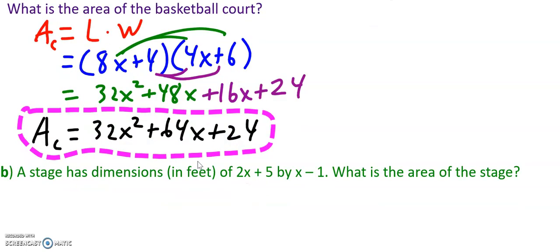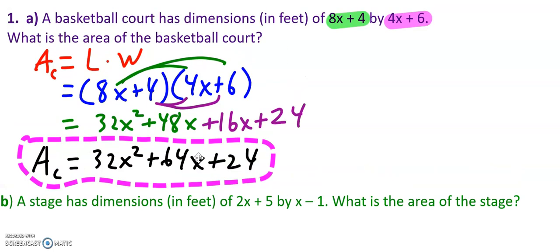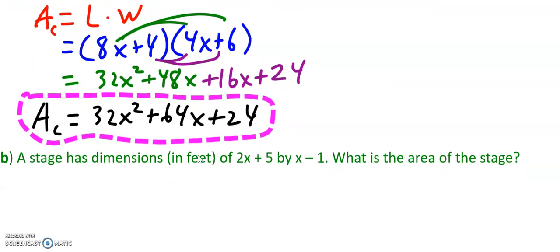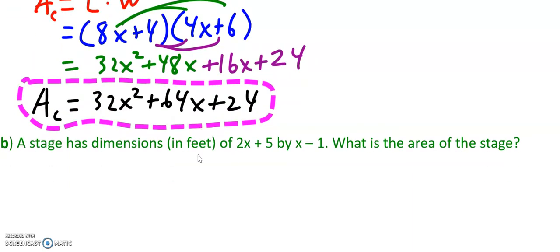Next, a stage has dimensions in feet, 2x plus 5 by x minus 1. What is the area of the stage? Now, it doesn't specifically say this here. We are going to assume the stage is a rectangle since we are only given 2 dimensions. So, I want you to go ahead and find the area of the stage. Pause the video. Unpause when you're ready to check.